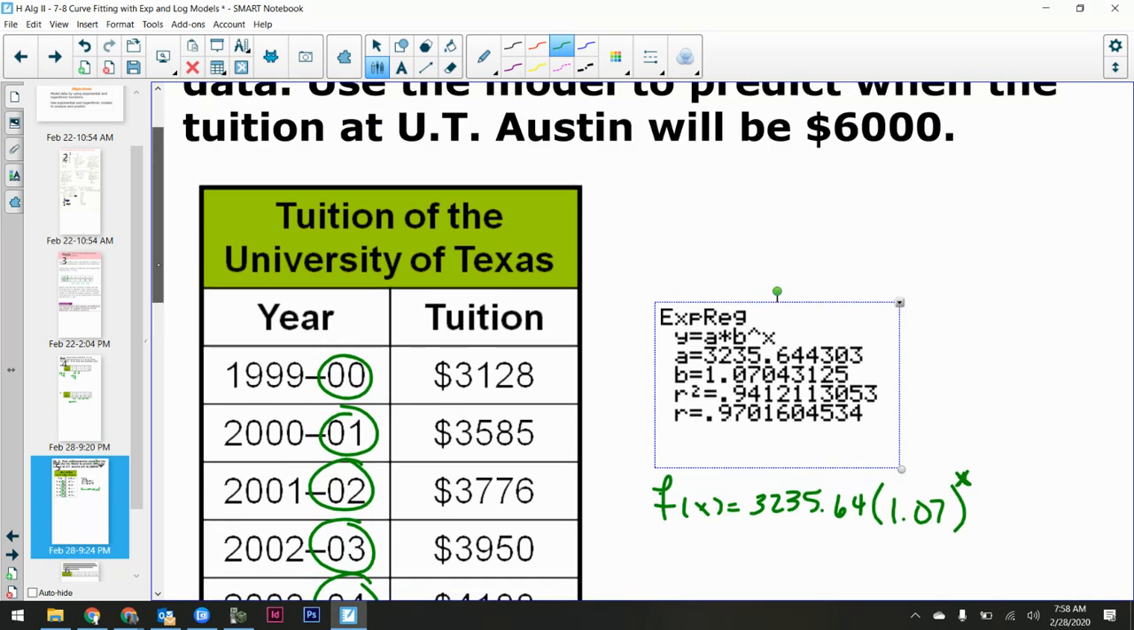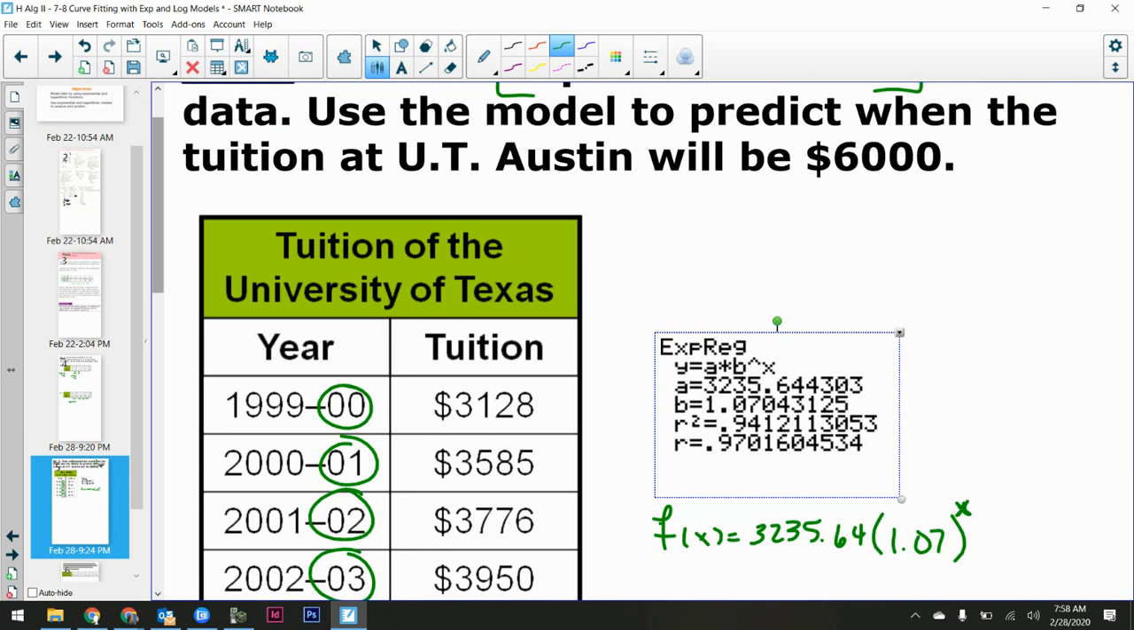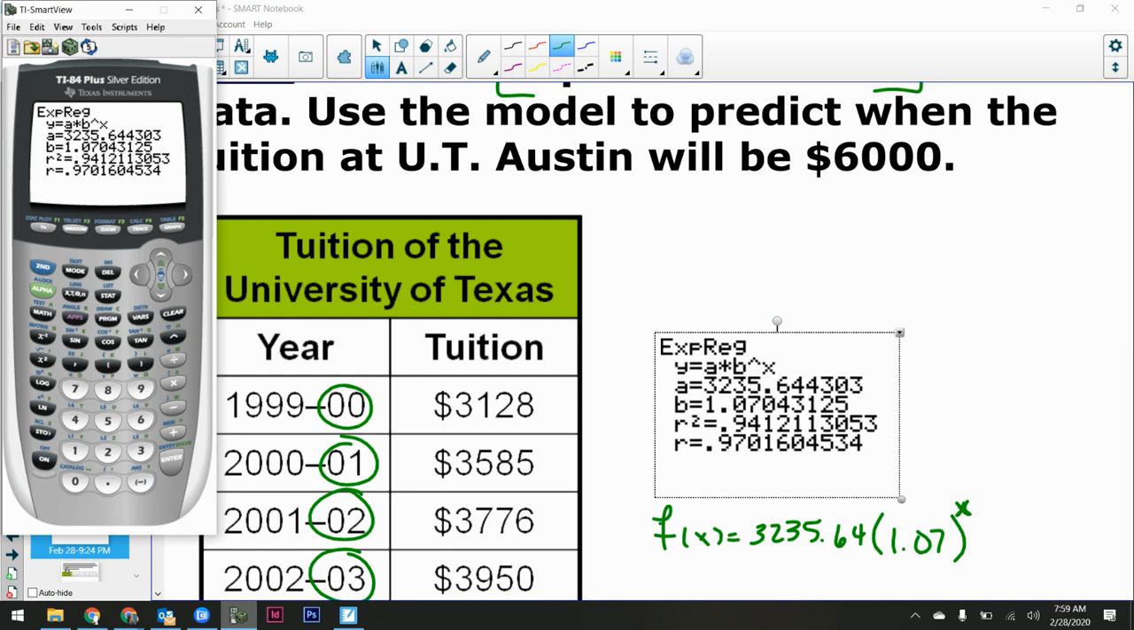Now, it asks me, use the model to predict when the tuition at UT Austin will be $6,000. Okay, so I want to put this into the calculator, and now how good of a fit do I have? Pretty good fit, right? So I go into my y equals, clear out what we've got there, and turn on our stat plot. And now put our regression right in there. Vars, statistics, EQ. Okay, and I'm going to zoom stat.